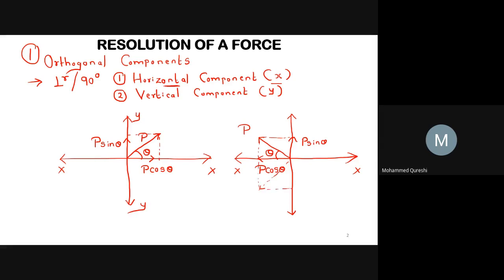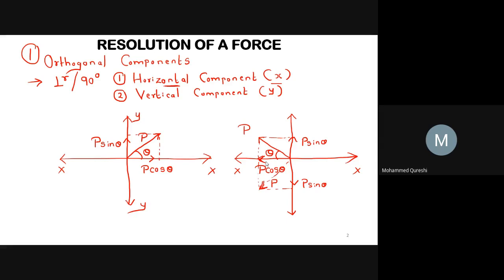Similarly, you may plot your P force here. Suppose this is your P force. So this will be your P sine theta, and this will be your P cos theta. So in orthogonal components, you can split the given force into two mutually perpendicular components. One is P cos theta and the other is P sine theta.